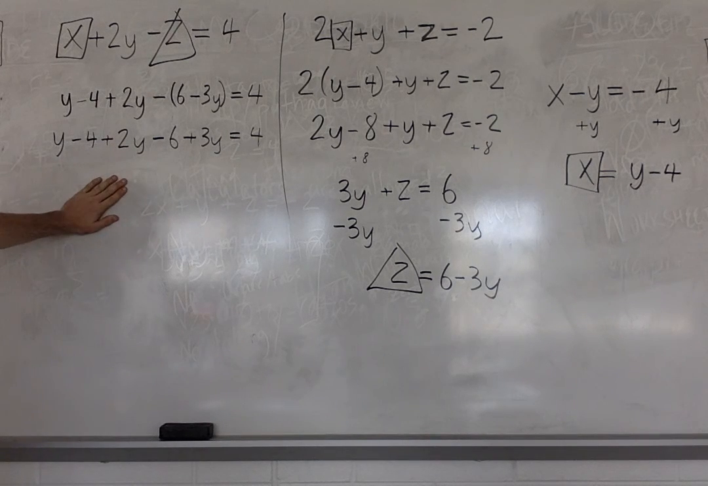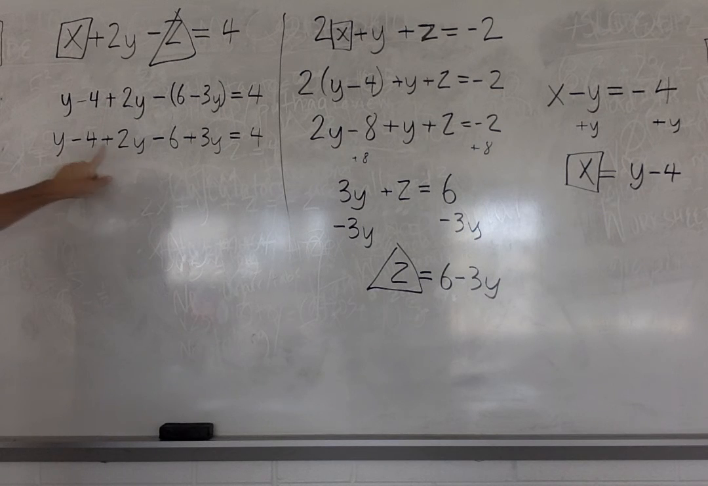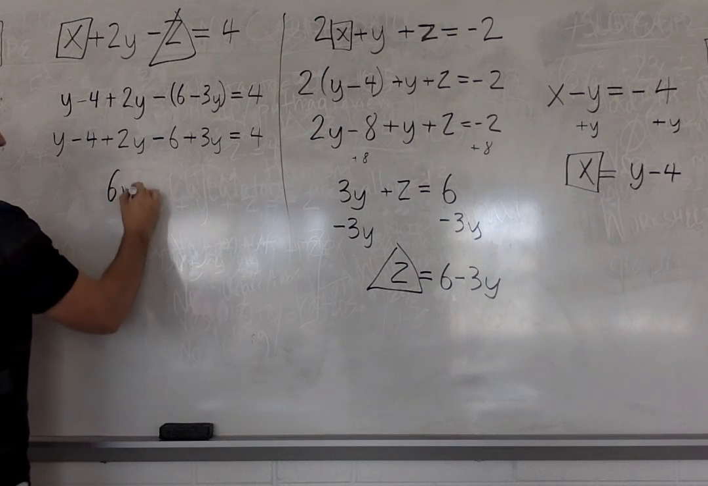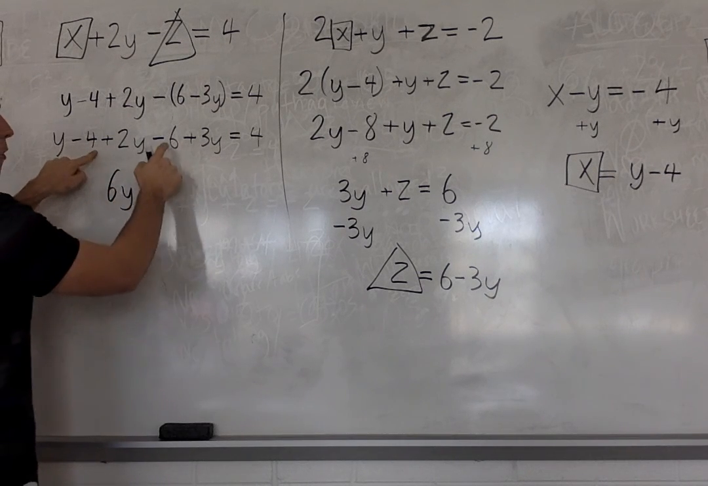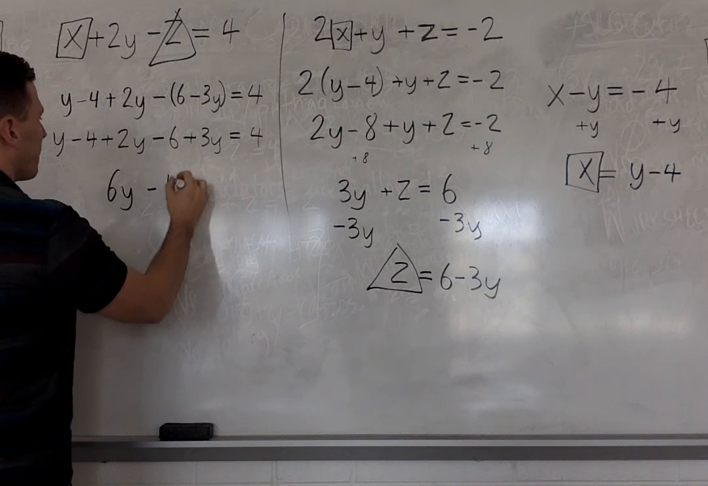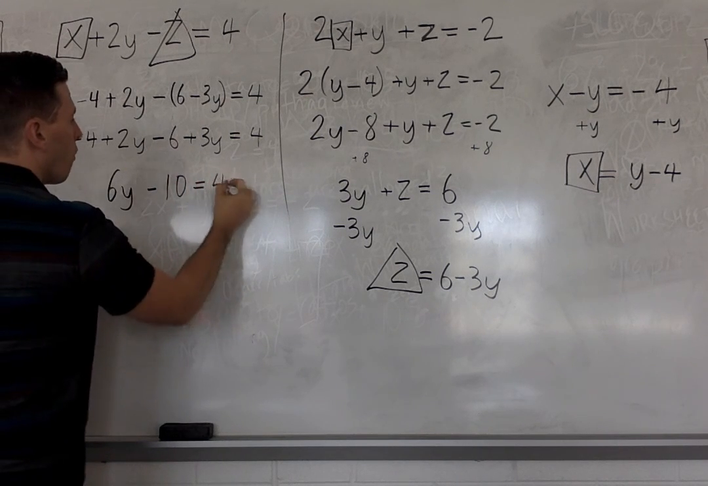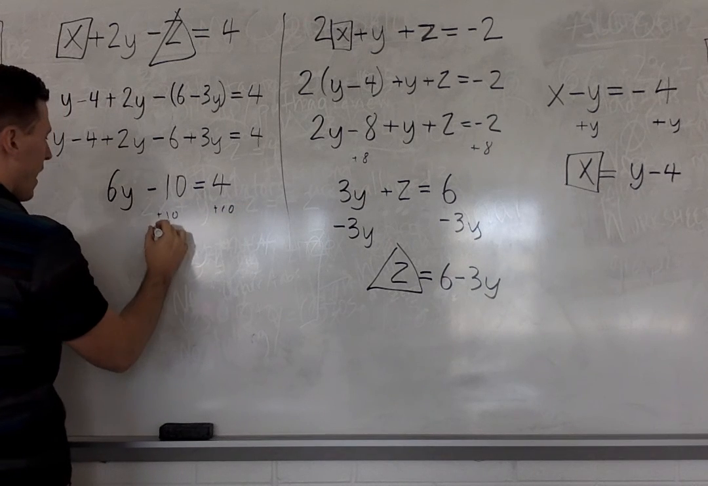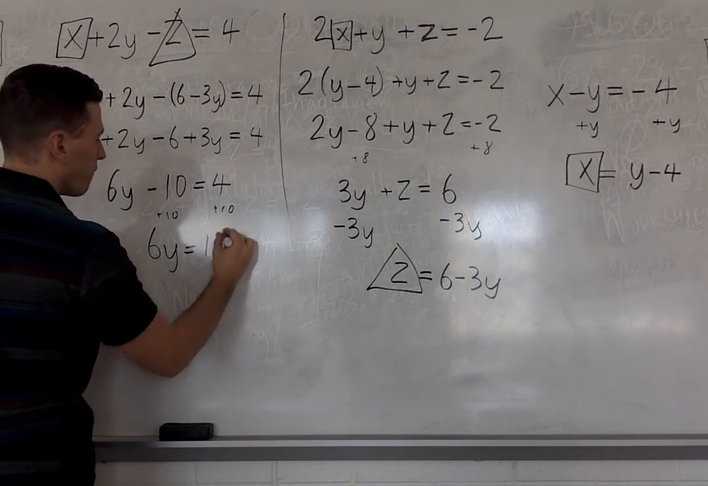Now, it's just a matter of combining like terms and finishing this last little bit. So I have a y and a 2y and a 3y. So 1y plus 2y plus 3y. That adds up to 6y. And then a -4 and a -6 add up to a -10, equals 4. I can add 10 to both sides. I get 6y is equal to 14.